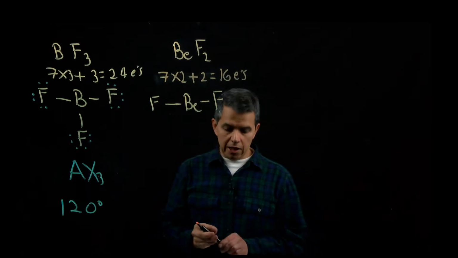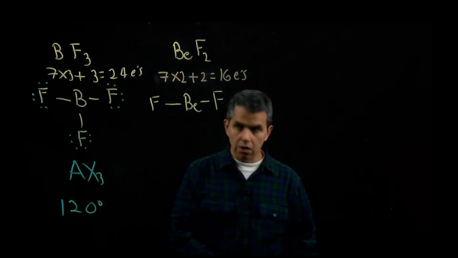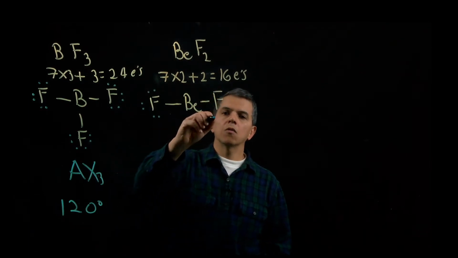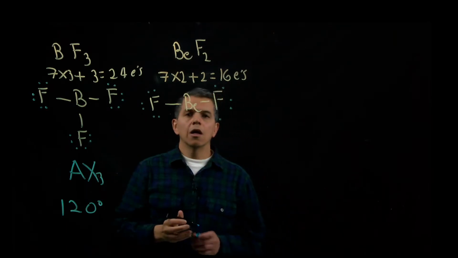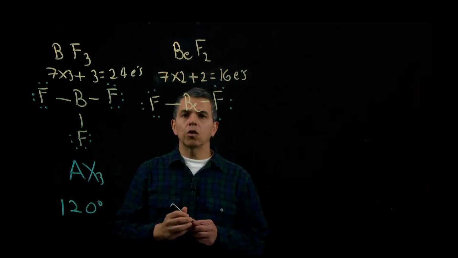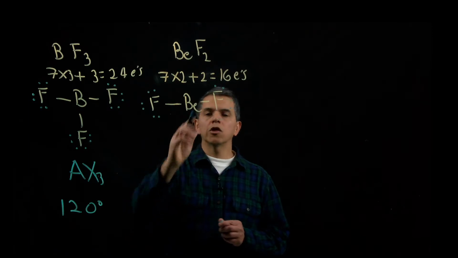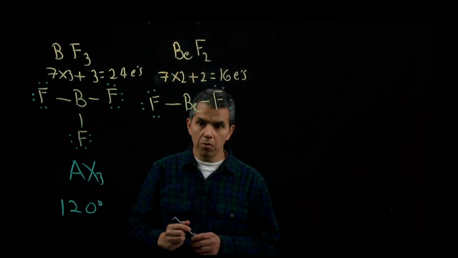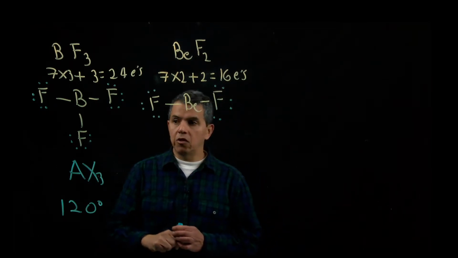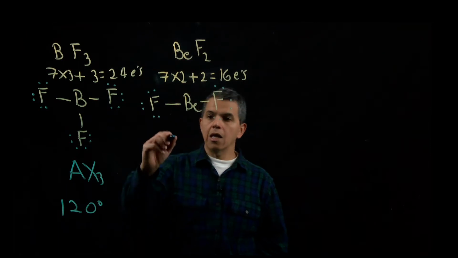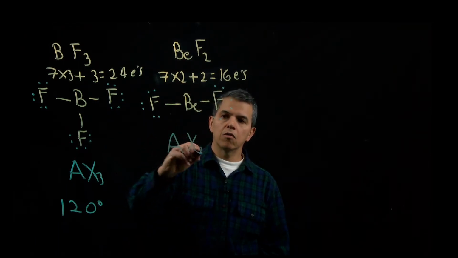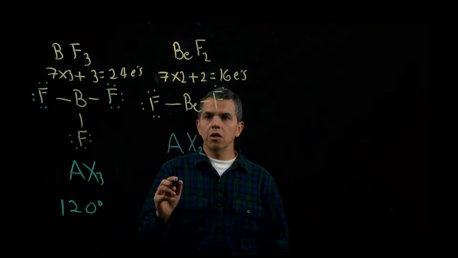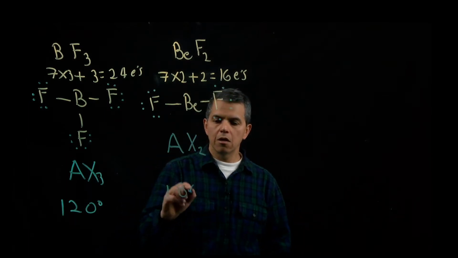Then we need to place 16 electrons. We'll start by placing those on the fluorine atoms first. 1, 2, 3, 4, 5, 6. 1, 2, 3, 4, 5, 6. That's 12 electrons, and then we have 2 for each double bond, so that's 16 electrons. We cannot add any more electrons to beryllium. So this type of geometry is going to be an AX2 because we have 2 bonds. The angle that we expect to have between bonds here is going to be 180 degrees.